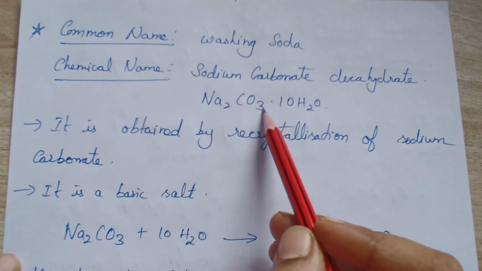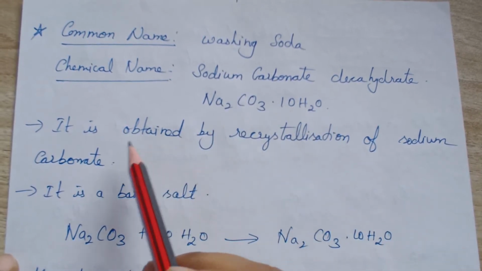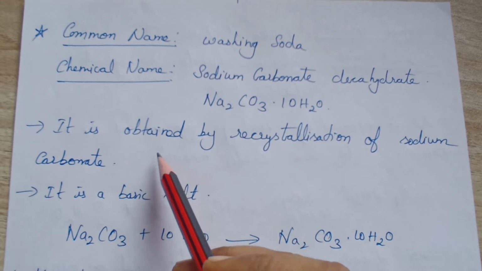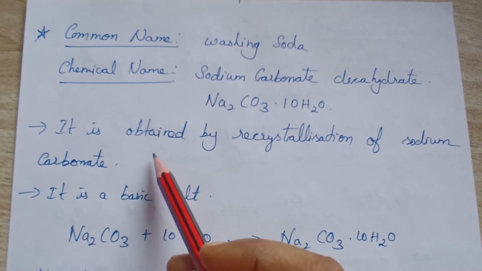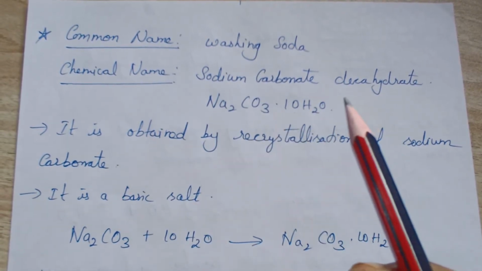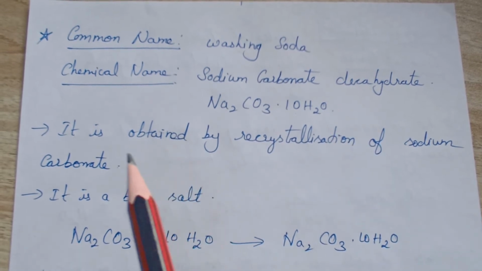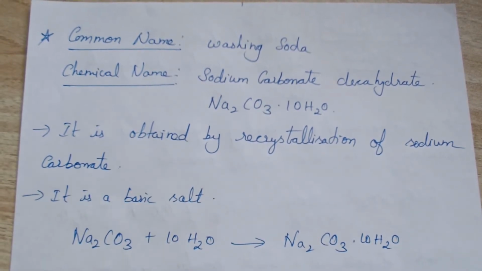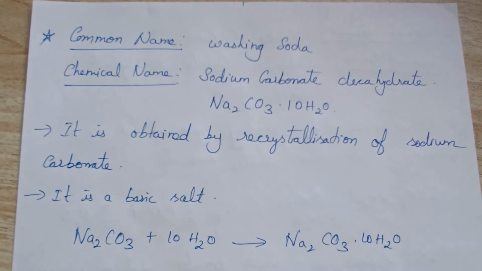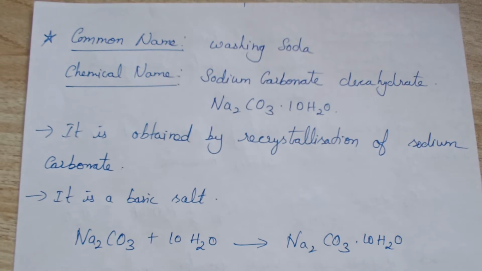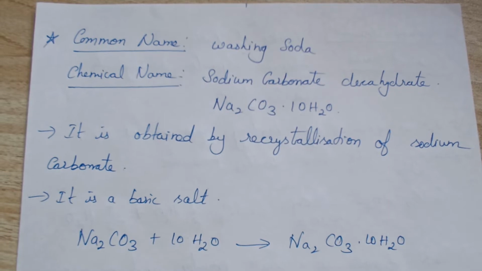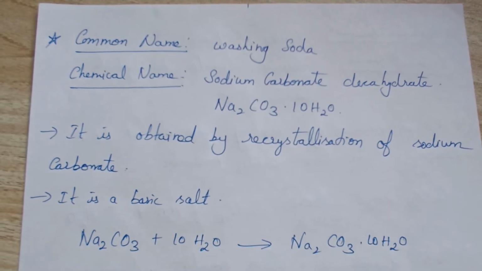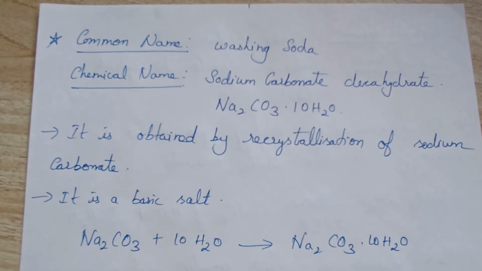Sodium carbonate decahydrate. So how it is formed: we have already seen the baking soda preparation, right? When baking soda, that is sodium hydrogen carbonate, is heated, it will give sodium carbonate. That sodium carbonate we are going to use here. Like in the manufacture of bleaching powder, the chlorine obtained from the manufacture of sodium hydroxide is passed into calcium hydroxide, and we get bleaching powder. Likewise, using baking soda, we are going to prepare this washing soda.